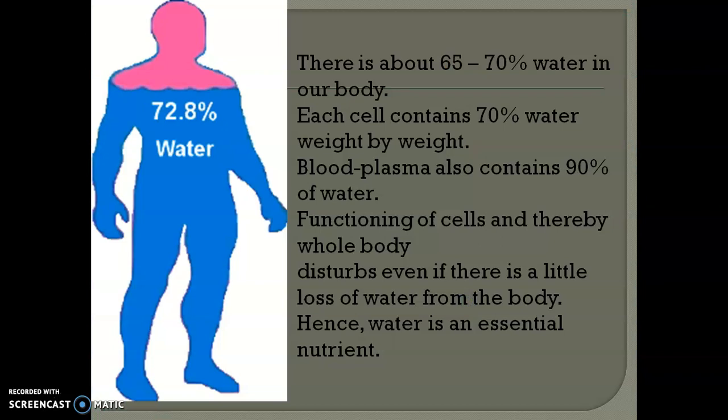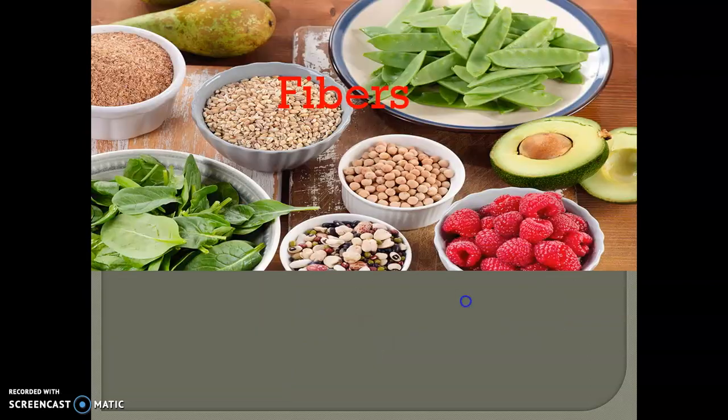Then our favorite, water, nowadays in the summer season. There is about 65 to 70% water in our body. Each cell contains 70% water by weight. Blood plasma also contains 90% water. The functioning of the cell, and thereby the whole body, is disturbed even if there is a little loss of water from the body, and hence water is an essential nutrient. We all know the uses of water very well. Without water there is no life; we cannot survive without it.